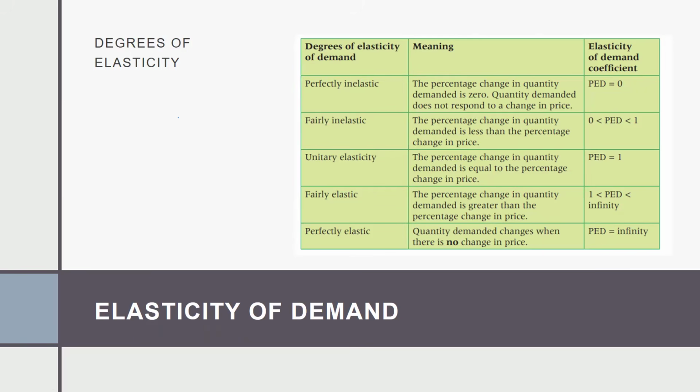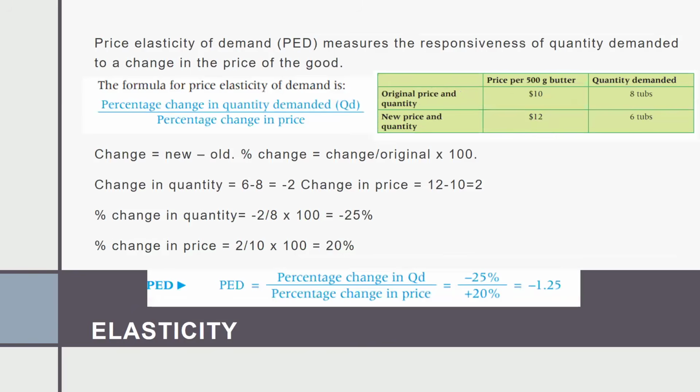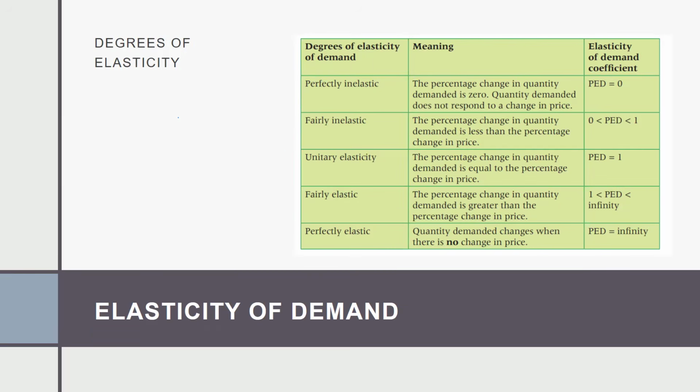If it's greater than 0 but less than 1, then it's still inelastic. It's fairly inelastic. If it's equal to 1, that means it's unitary elastic. Change in price is equal to change in quantity. If it's greater than 1 but less than infinity, which is the answer we got, 1.25, that's greater than 1 but less than infinity. That means it's elastic.